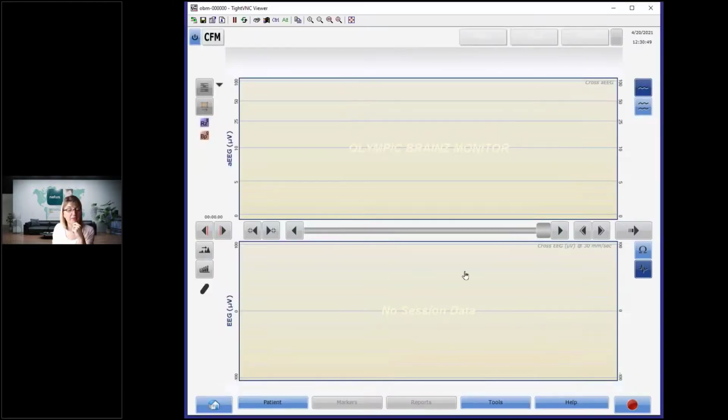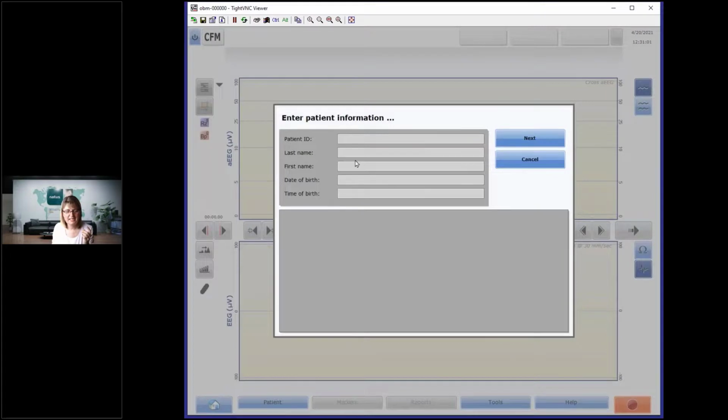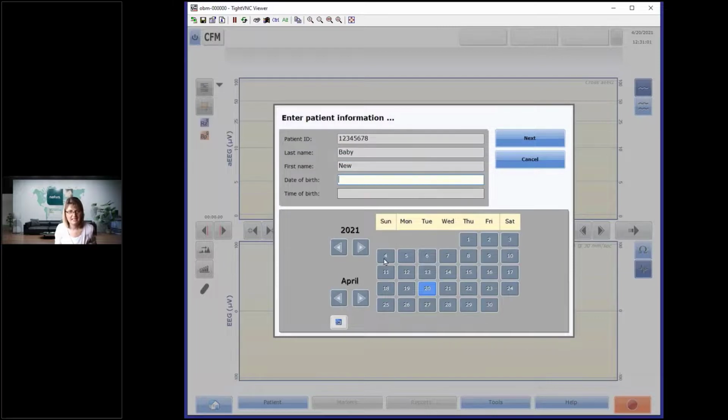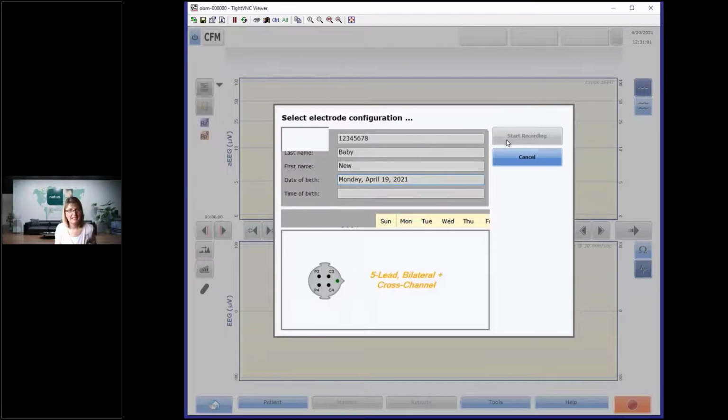And hopefully you see something that looks like the Olympic Brains monitor screen, and that's because it is the Olympic Brains monitor screen. So let's imagine I've applied my electrodes, and I'm now going to hit start recording. We are going to see that it's going to ask me to enter patient information. So let's enter the patient ID, not very original ID, and last name is Baby, and first name, let's just call him New Baby. I can add in the date of birth if I want to. So I think I will do that. Let's say the baby was born yesterday, and I'll click next.